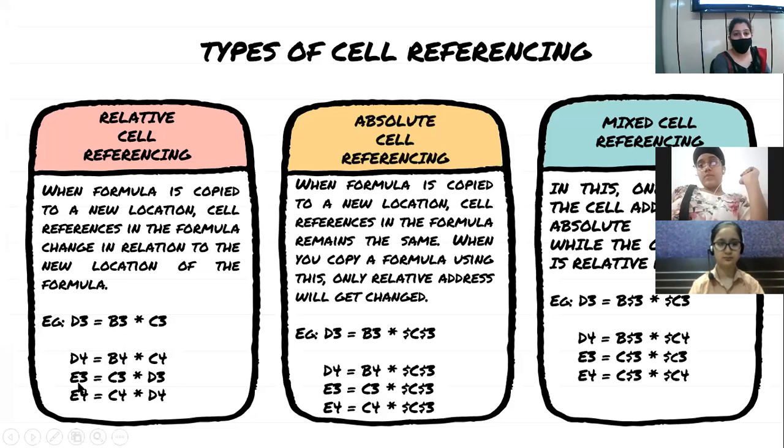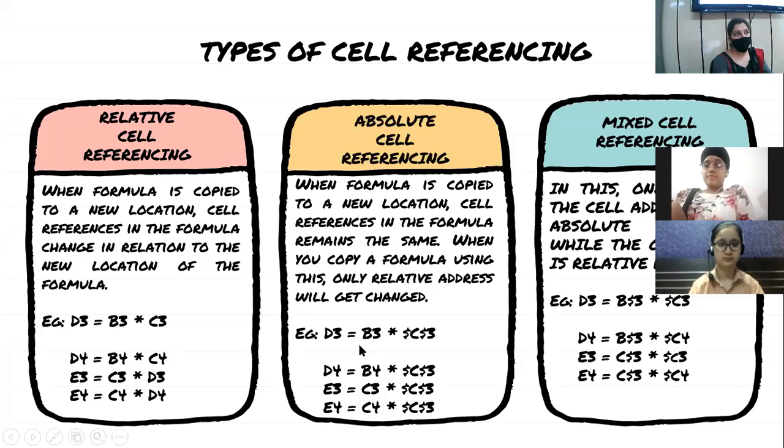Now what if I want to change the column also? Now look at the next reference, E3. In this case, I have kept the row the same, but the column is changing. So similarly, B will get changed into the C column, but the row will be same. Clear? The concept is clear? Okay. Now look at the absolute cell referencing.